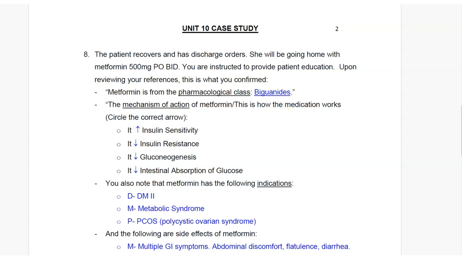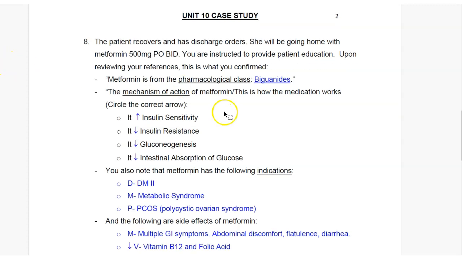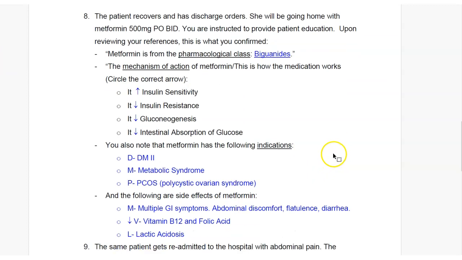Next information that you want to look up is the mechanism of action of metformin. So this is how metformin works. When it comes to insulin sensitivity, metformin increases insulin sensitivity, decreases insulin resistance, decreases gluconeogenesis, and decreases intestinal absorption of glucose. In addition, you also note that metformin has the following indications.